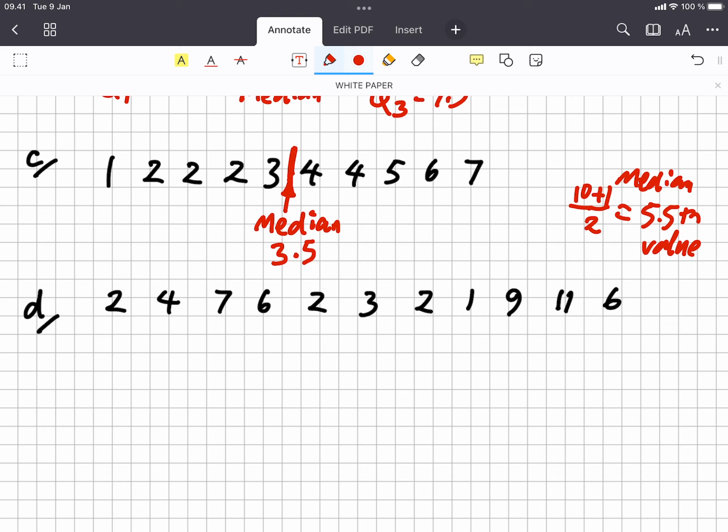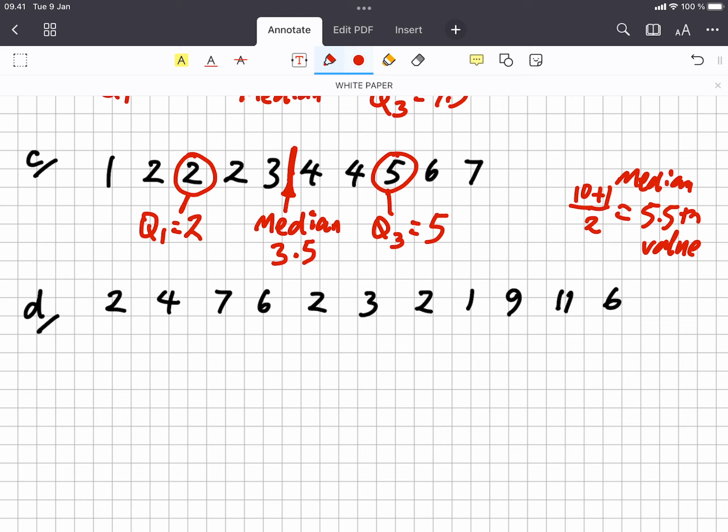And then that splits the data into 5 at the bottom and 5 at the top. So the middle of the bottom 5 is the 3rd one, which is a 2. So the lower quartile is 2. And then the middle of the top 5 values is a 5. So the upper quartile is a 5.